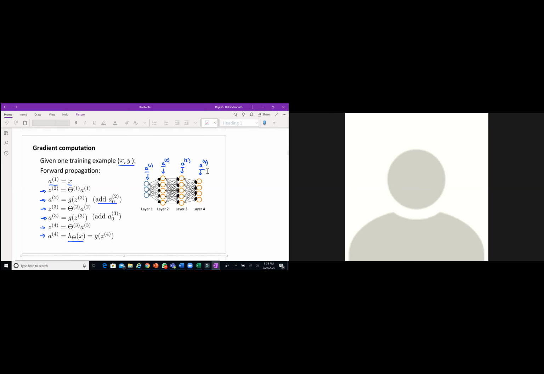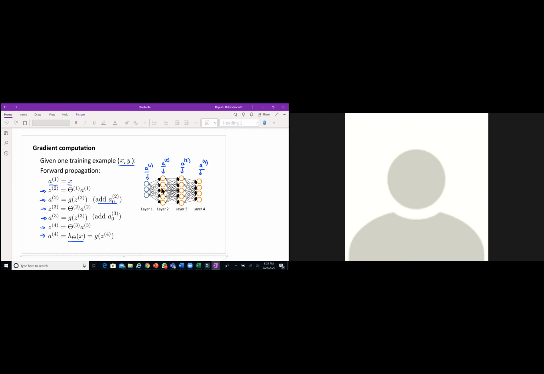How do you calculate A4? First, you have to calculate Z4. And from Z4, what do you need to do? You need to calculate using the sigmoid function: G of Z4 equal to A4. So for the forward pass, you have to calculate from the input layer, then the first hidden layer, then the second hidden layer, and then the third hidden layer. And it has to go through until you reach the end. So this is the forward pass. You just need to remember this much only. This is good enough for you to get a clear picture.